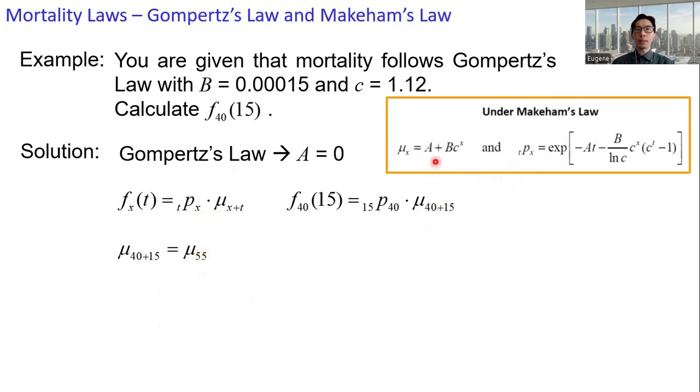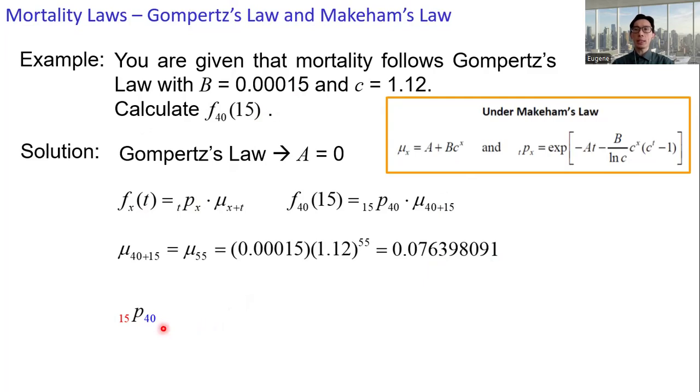We have B and C, and A is 0. So substitute into the formula, and then we get the value for mu 55. For 15p40, be careful of the values of x and t when you are doing the substitution in the formula.